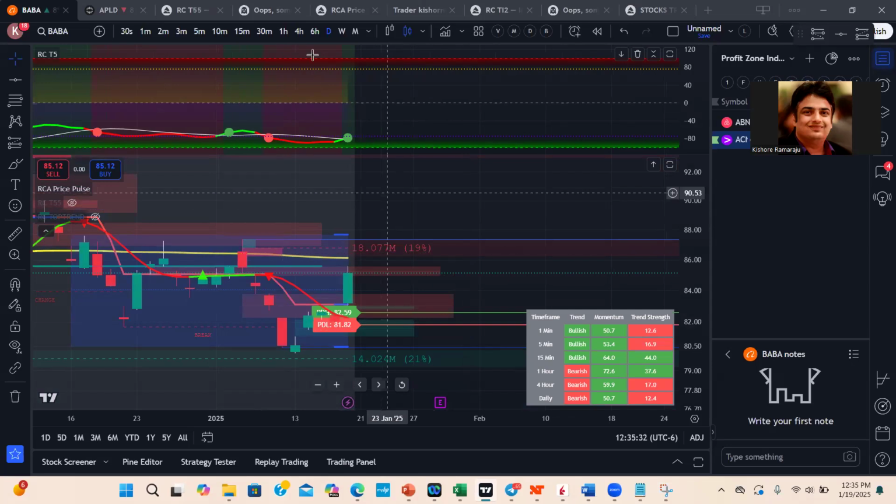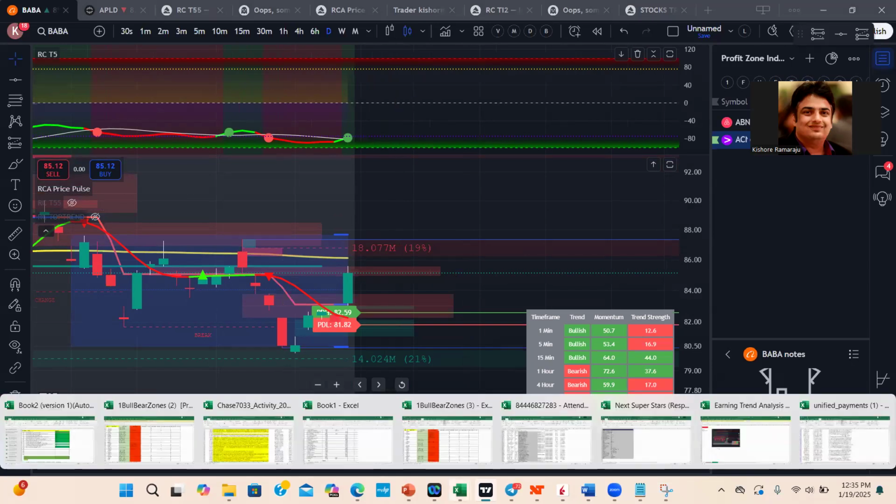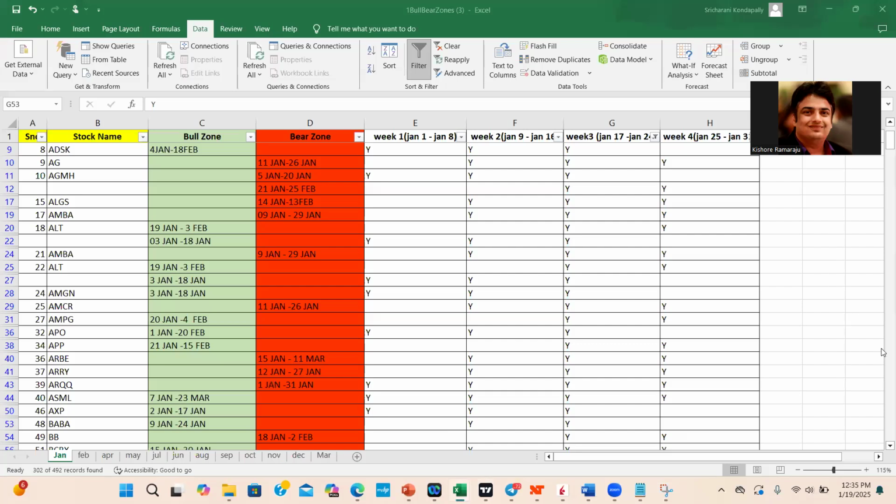So that's how we need to know what the history is giving us, and then our indicators are telling the same thing. Then your risk is very minimal. You don't need to worry about losing your money.